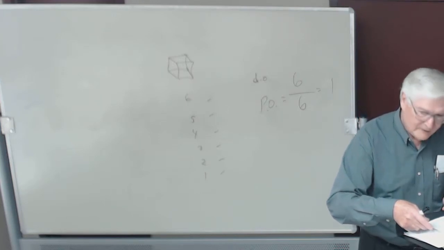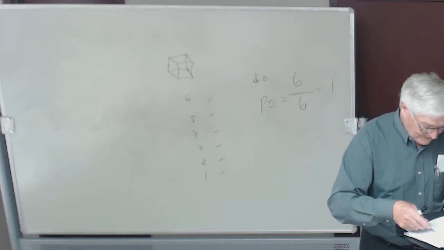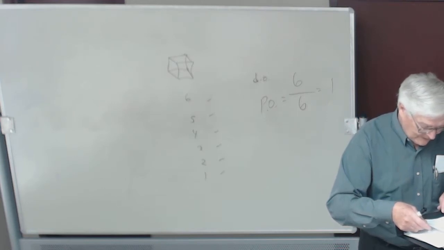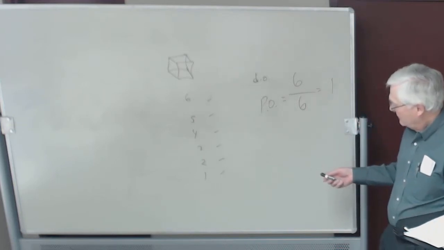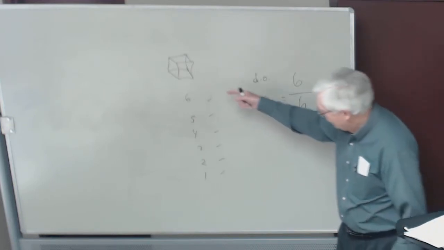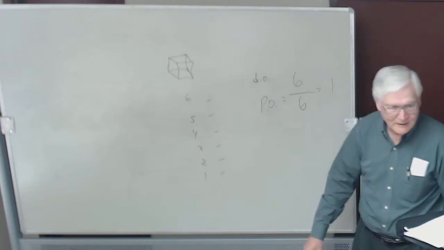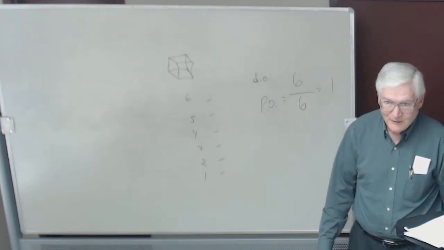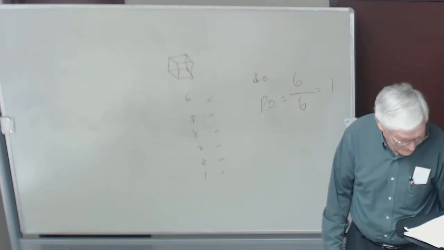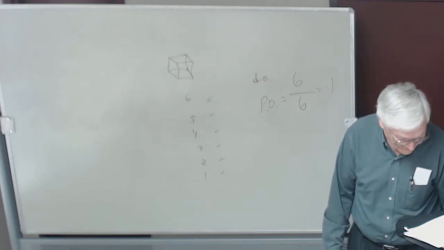Look at number 1. A die is rolled. What's the probability that the number that comes up is 0? I look at my possible outcomes, and what do I say? It's not possible. 0.